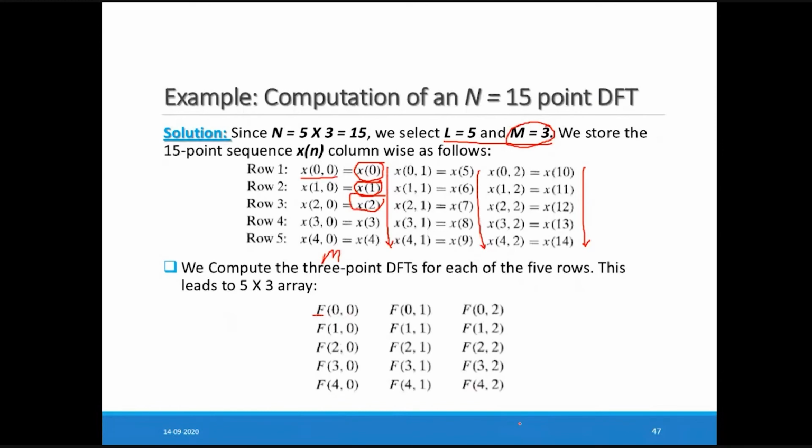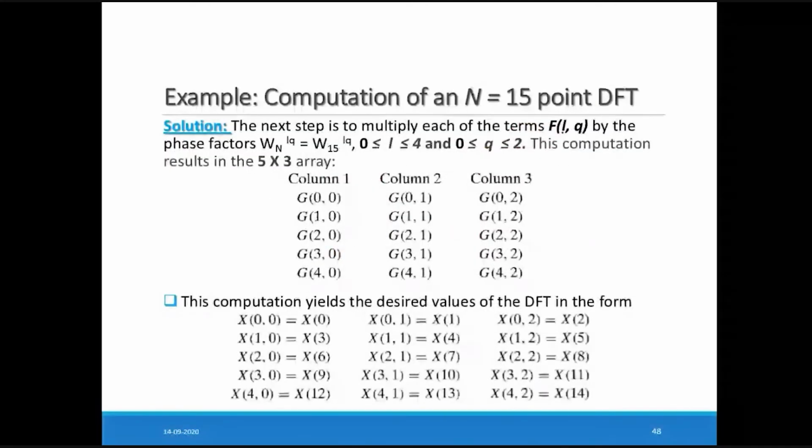Now the next step is to multiply each of the terms F(l, q) by the phase factor omega N raised to lq. Here l is 0 to 4, and q is 0 to 2, so these are the factors we have taken. This computation results in a 5 cross 3 array.